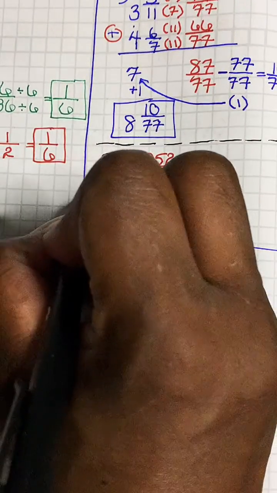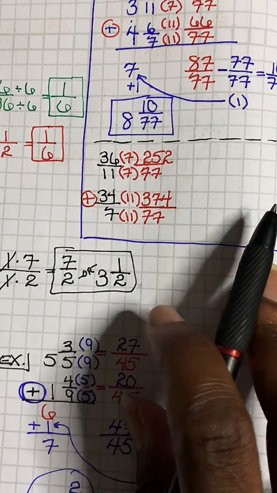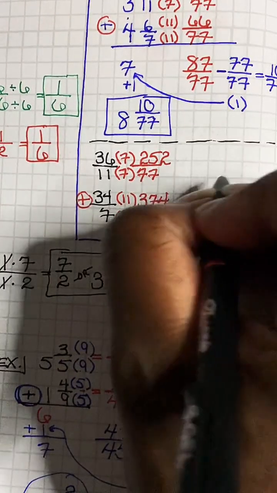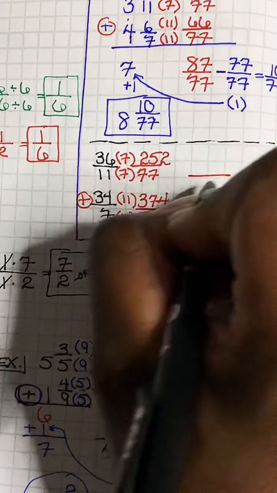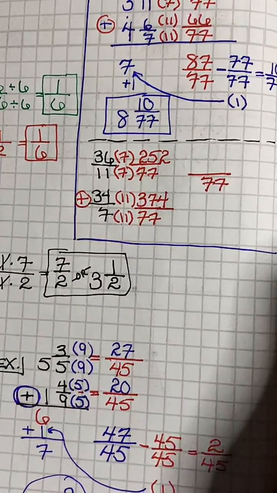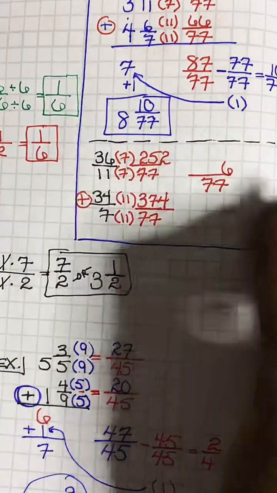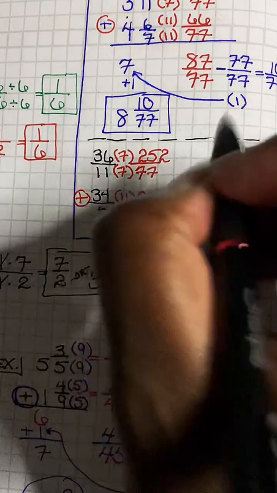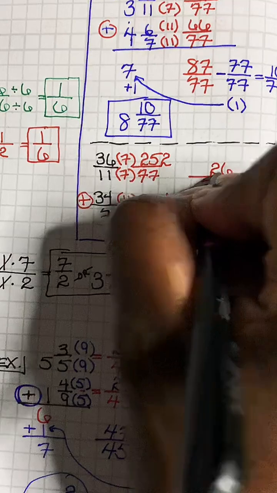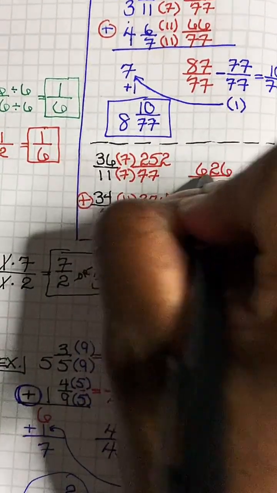And what were we doing? We were adding these two bad boys together. You see how crazy this looks? Insane. So now your denominator is 77. Now I have to add 2 and 4, that gives me 6. Then 5 and 7 gives me 12, carry the 1. 2 and 3 gives me 5, and 1 is 6.